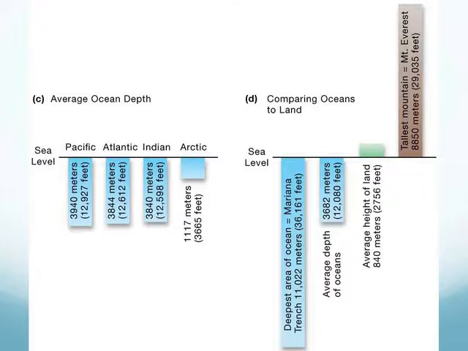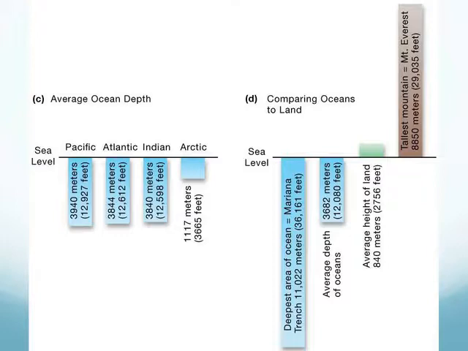Now let's compare some average depths between the ocean and the land, as well as some features. The average depth of the ocean compared to the average height on land is drastically different. The average depth is just over 3,500 meters versus just over 800 meters on land. So that's a big difference, right?